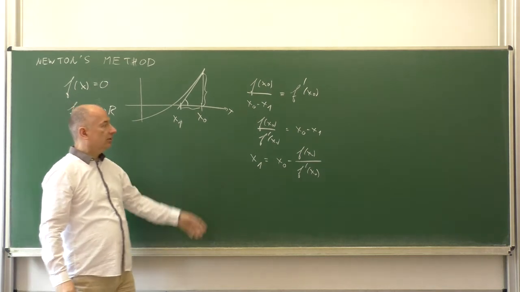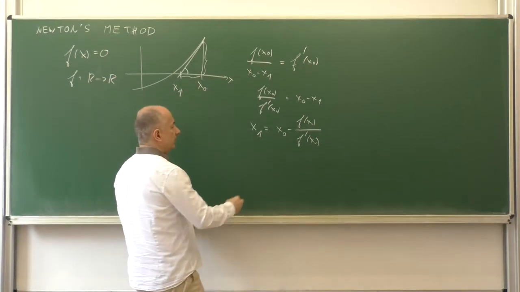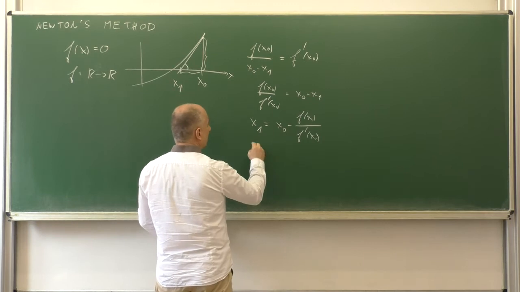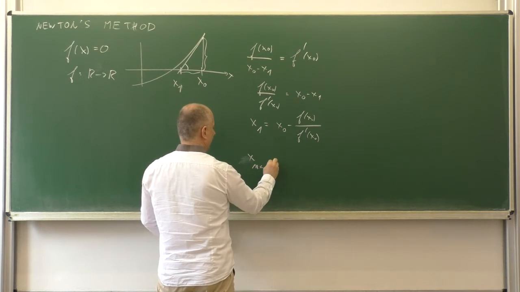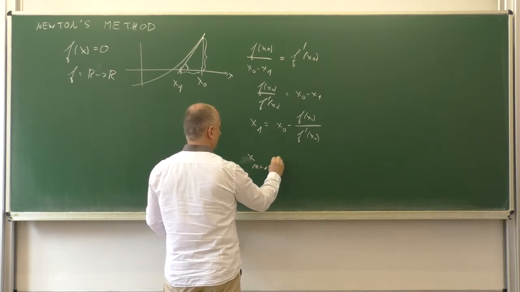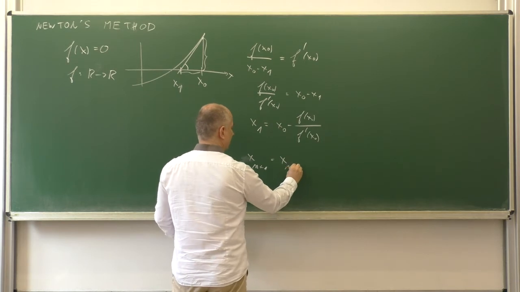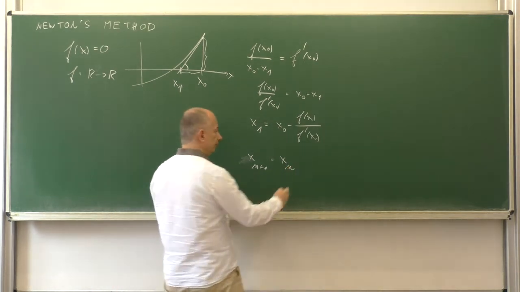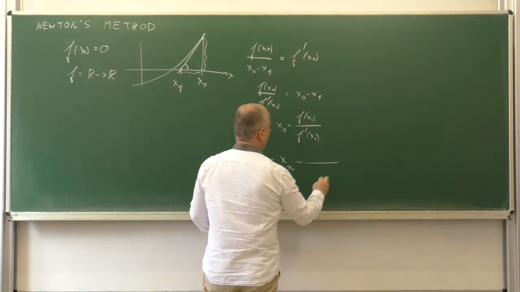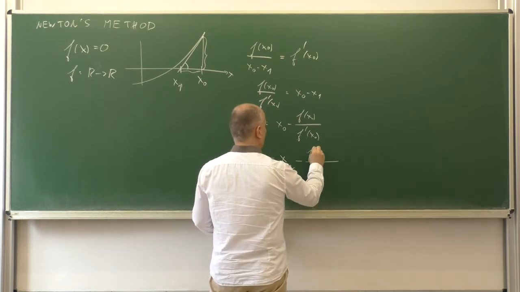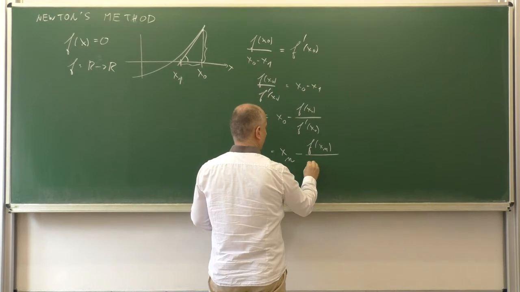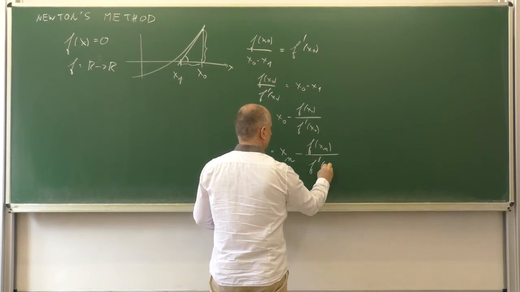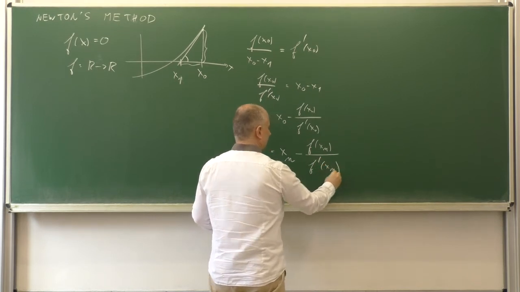Well, and this is the heart, this is the algorithm, this is the core of Newton's method, and we can go on. In general, we can consider the next approximation, x_{n+1}, being the previous approximation x_n, minus this correction, which is in the form of the function value at the point x_n, divided by the derivative at x_n.